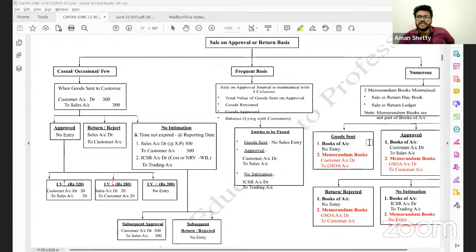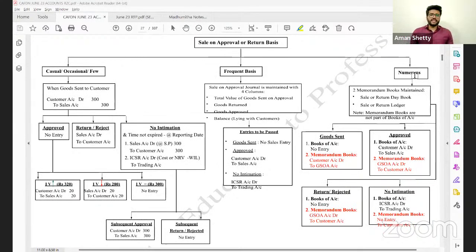Next. When it is numerous in nature, then you prepare memorandum books. What is memorandum books? It is not a part of my main books of account. There are two memorandum books: one is sale or return day book, and second one is sale or return ledger. When the goods are sent, no entry in the books of account. But in the memorandum books, you have to record customer account debit to goods sent on approval account. Instead of sales account, you will record it as goods sent on approval account.